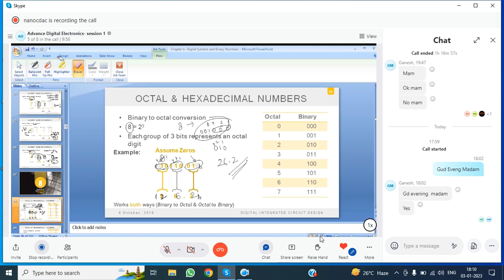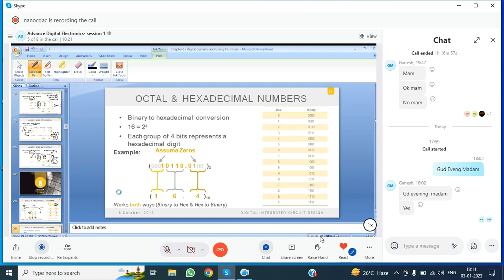This way you have to convert octal number into binary. So octal 0 is 0 0 0, octal 1 is 0 0 1. Similarly, octal 6 is 1 1 0. The positions are 1, 2 and 4. And 7 is triple 1, representing 4, 2, 1.